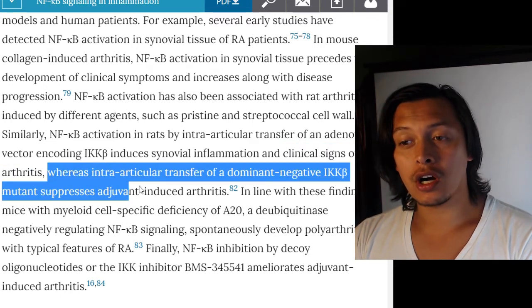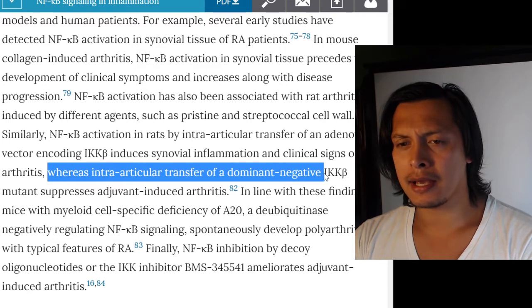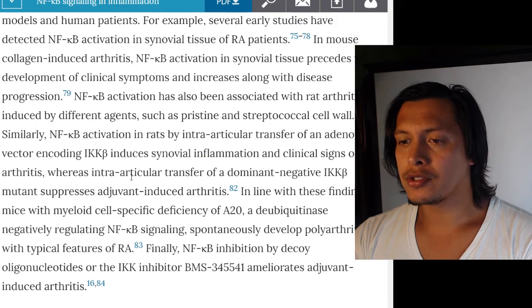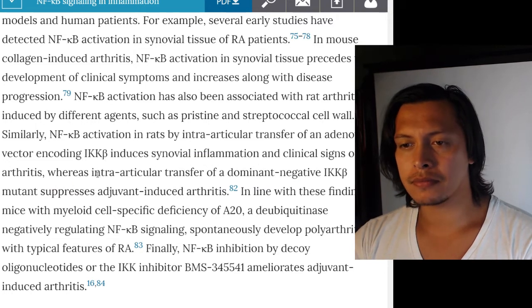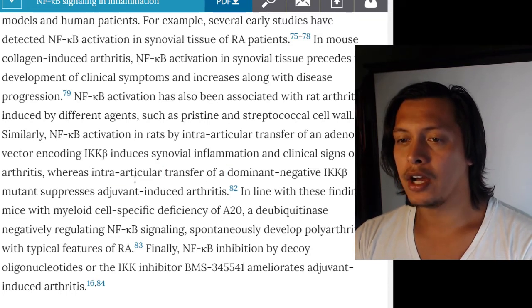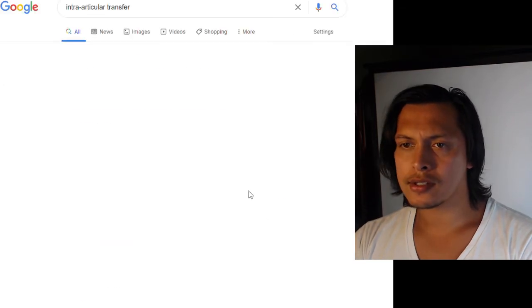Whereas intra-articular transfer of a dominant negative IKK beta mutant suppresses adjuvant-induced arthritis. So I don't know exactly. A lot of big words there, and I can't parse it exactly. So let's look at what intra-articular transfer is.